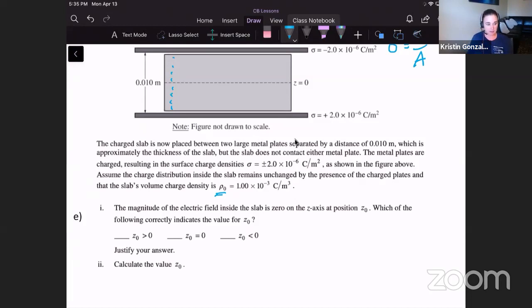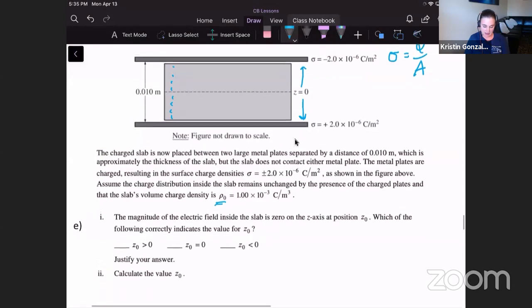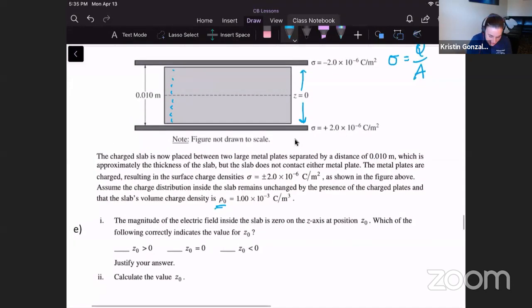And you tell me, is it greater than 0, meaning it's in the top half here? Is it right at 0? Or is it less than 0, meaning in the bottom half of the slab? So I want you to take a second, think which way that would be, and how do you know that's where it is? Justify that answer. First thing you better be doing is drawing me the direction of the electric field due to the slab and due to the plates.